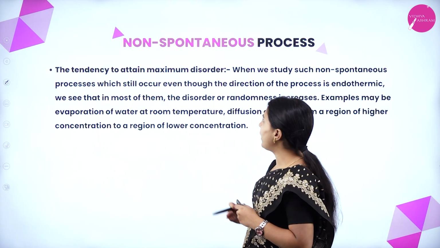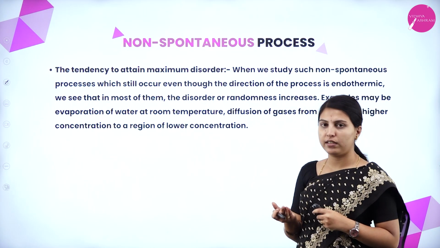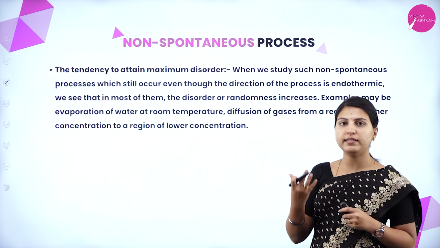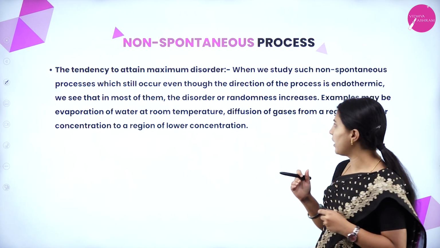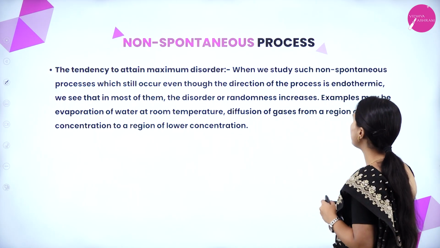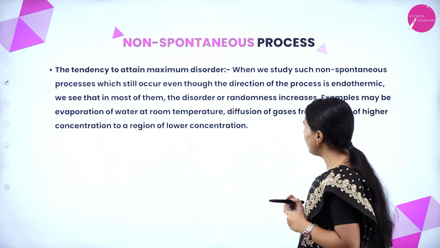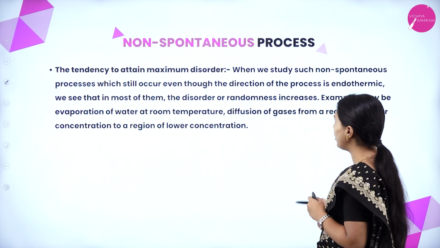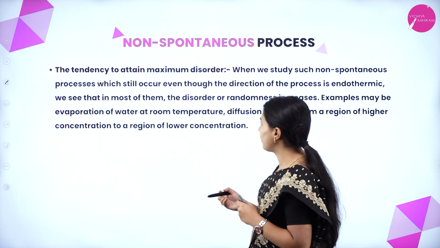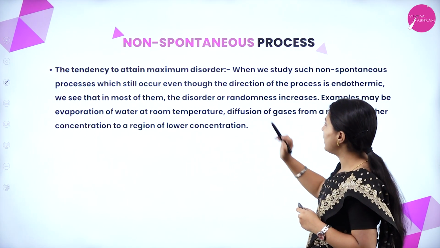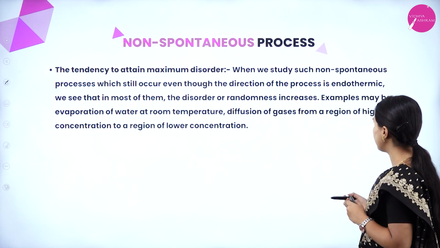The tendency to attain maximum disorderness. Disorderness means the molecules will not be placed in a certain position. When we study such non-spontaneous processes which still occur even though the direction of the process is endothermic, we see that in most of them, the disorder or randomness increases.